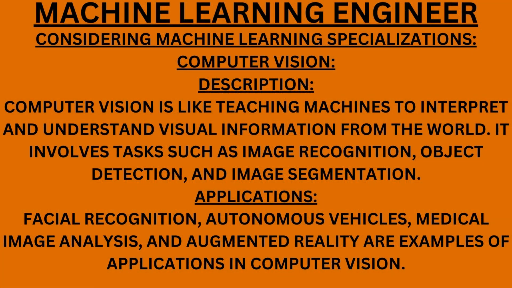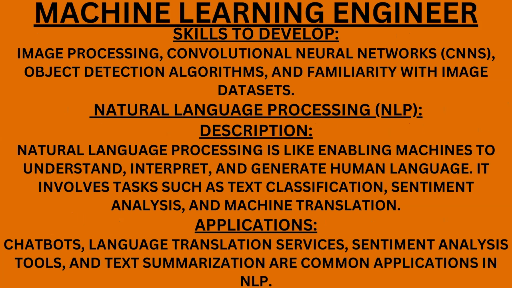Considering machine learning specializations, computer vision. Description. Computer vision is like teaching machines to interpret and understand visual information from the world. It involves tasks such as image recognition, object detection, and image segmentation. Applications. Facial recognition, autonomous vehicles, medical image analysis, and augmented reality are examples of applications in computer vision. Skills to develop. Image processing, convolutional neural networks, CNNs, object detection algorithms, and familiarity with image datasets.